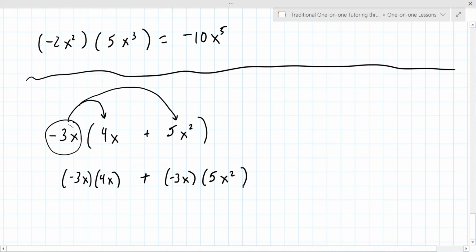Do you see how this term, negative 3x, multiplies the 4x? And we turned it into a problem that you just know how to do. We just made it 2 of them. All right. Let me solve this.